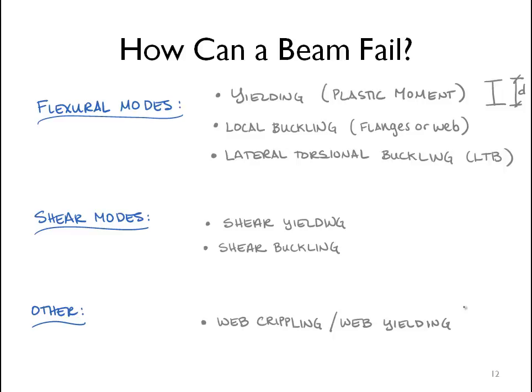And so we will talk about each of these 6 different limit states in detail over the next 3 lesson plans. The 2 that we're going to focus on in lesson plan 6 are yielding, the development of the plastic moment capacity of a beam, and local buckling. We're going to talk about lateral torsional buckling in lesson plan 7, and we'll talk about shear and web crippling and web yielding in lesson plan 8.